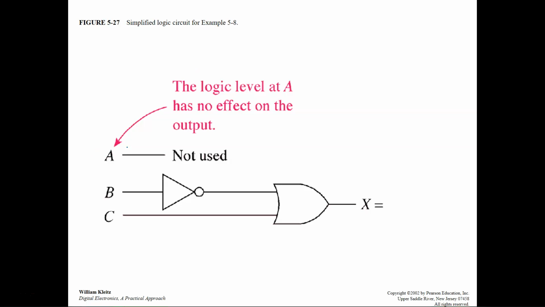But A right here is just useless, so you might as well just take that signal out and deal strictly with the other 2 signals you're having to use. Does that make sense? Does everybody kind of understand where we're going with this? Yes. Okay.